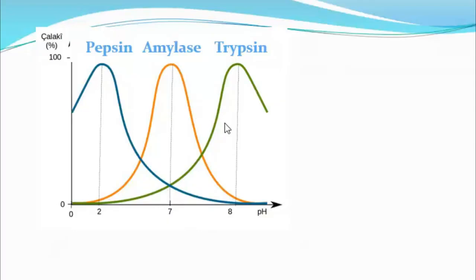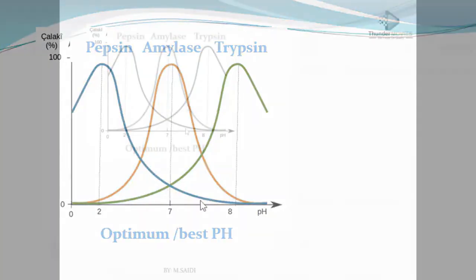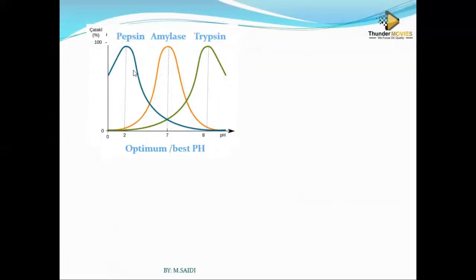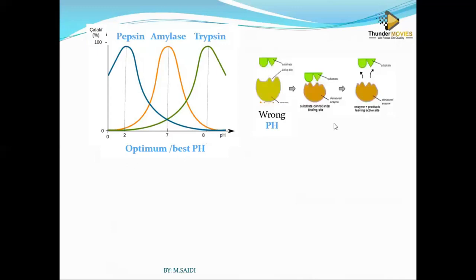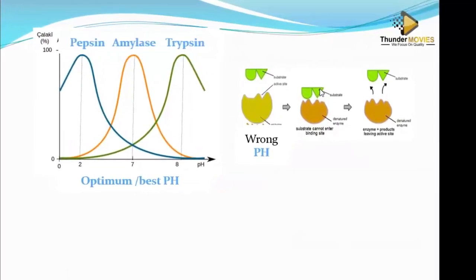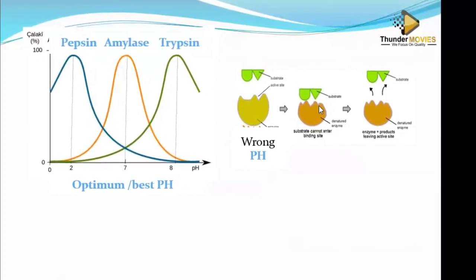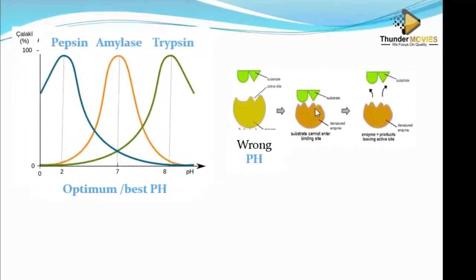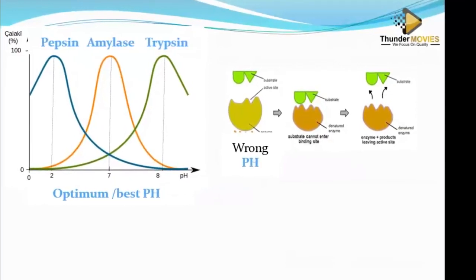So that's how this graph is supposed to be interpreted. Best pH is 2, best pH is 7, best pH is 8 for those enzymes. So what happens if the pH goes wrong? Here you have the enzyme, it works best. If you change the pH, for example, you put pepsin in pH 8, what will happen is it is going to denature that enzyme. And then the substrate cannot fit snugly. The key, you have destroyed the padlock, you have destroyed the lock.